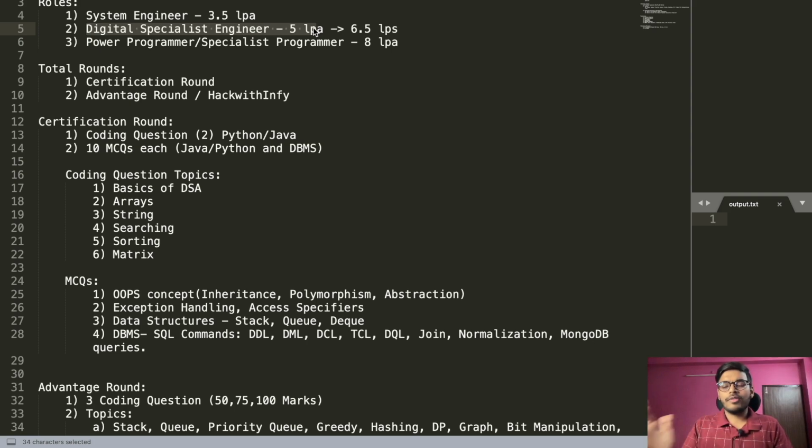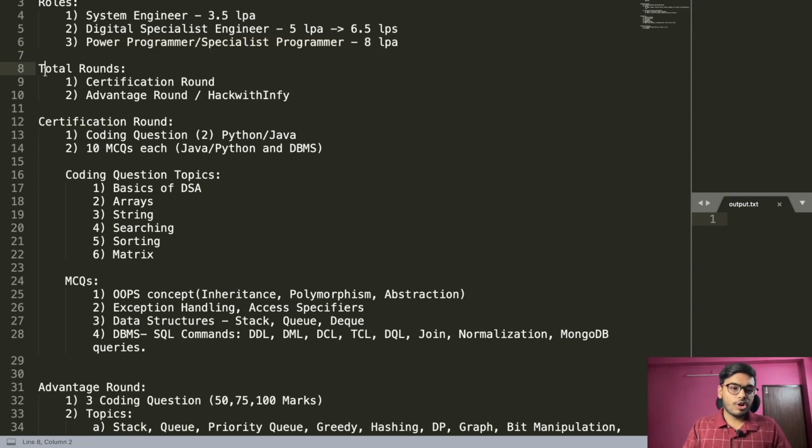Right? The students from the 22 batch were getting mails that their compensation is increased to 6.5. For this time, I don't know what it is, but you can think of 5 or 6.5, right? And the third is the power programmer or the specialist programmer. This is the development role, and the compensation you will get is around 8 lakhs, right? So these are the 3 roles in Infytq, and I have got this power programmer offer of 8 lakhs compensation, right?